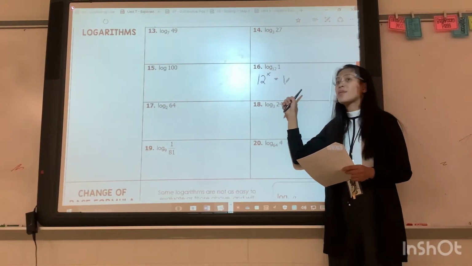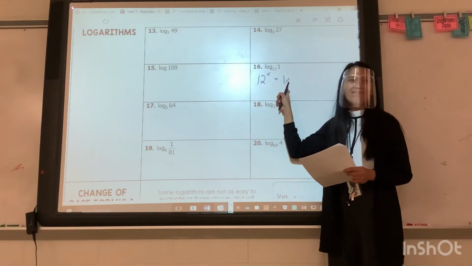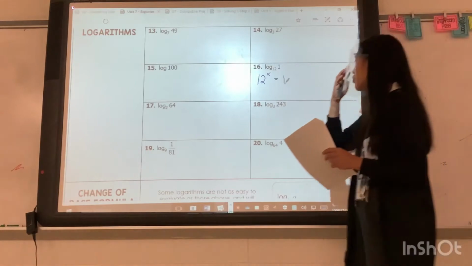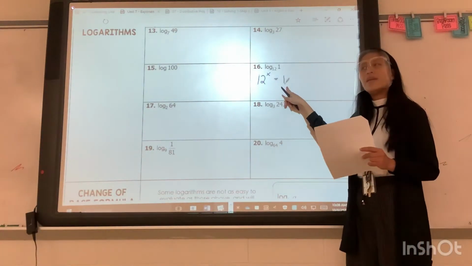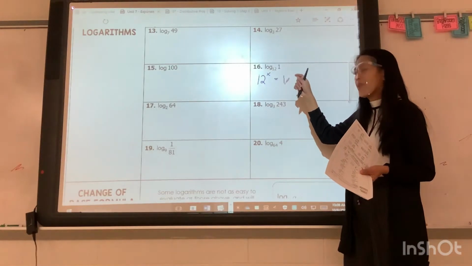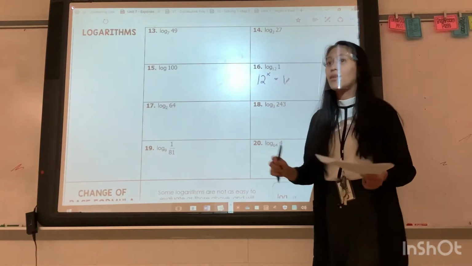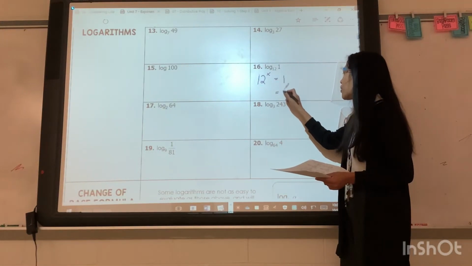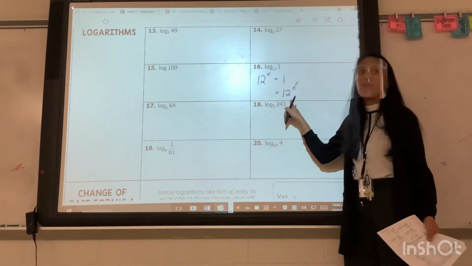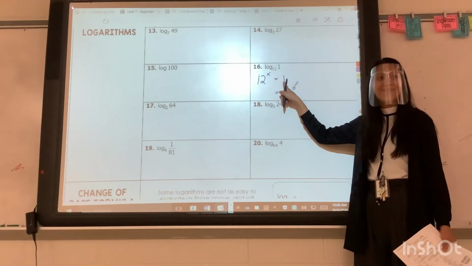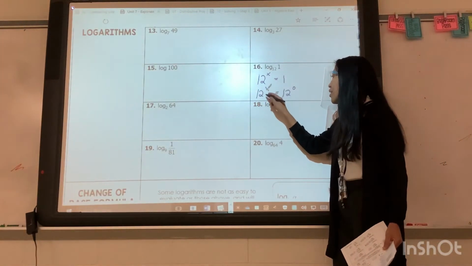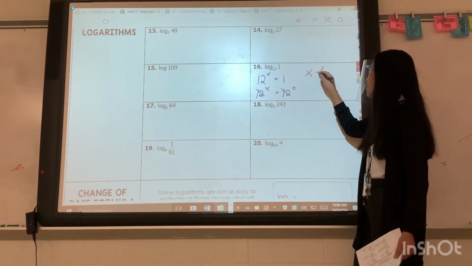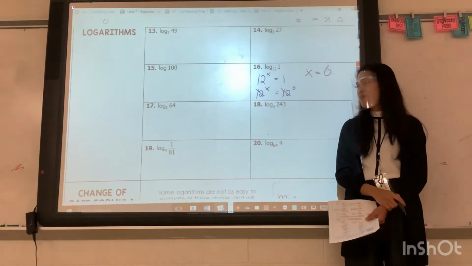So from this example, can we cancel 12 and 1? No. So we don't have a common base. So you have to make a way for you to have a common base. So remember the example I gave you, any term raised to 0 is equal to 1. If we are going to put 12 raised to 0, what is the equivalent of this? It is 1. So we have 12 raised to x. Do we have a common base now? Yes. So the value of your x will be 0.